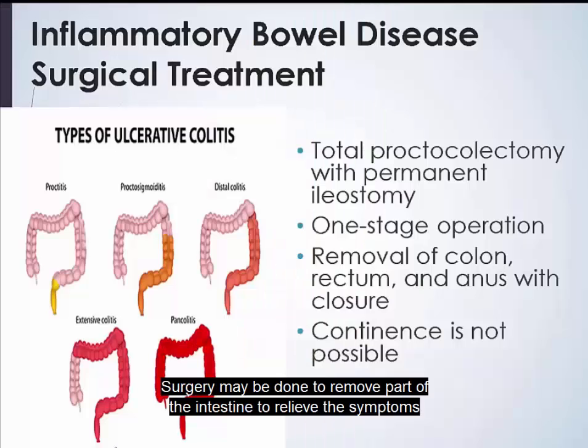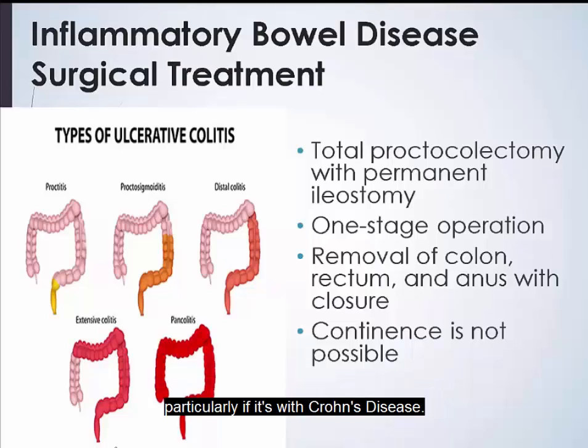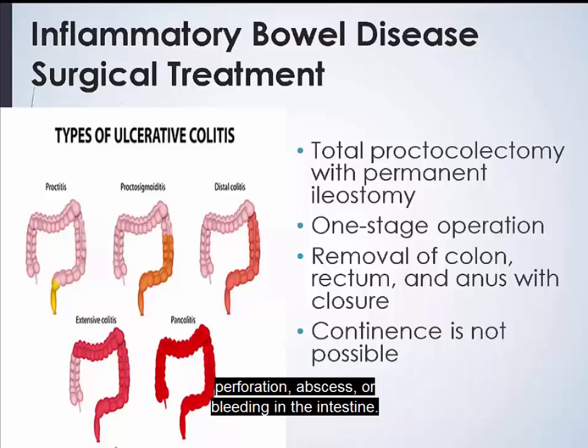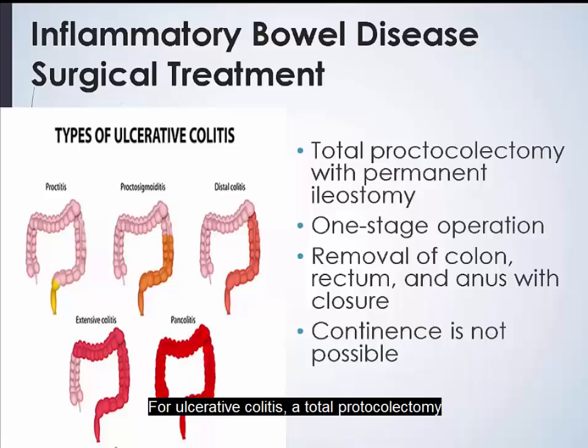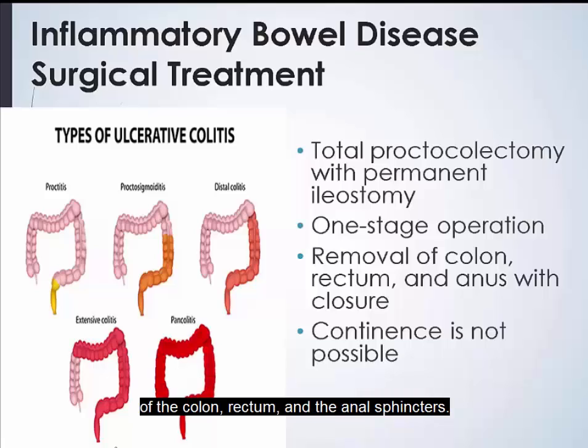Surgery may be done to remove part of the intestine to relieve the symptoms, and inflammation tends to return to the area next to the intestine that's been removed, particularly if it's with Crohn's. Surgery may also be done to correct complications such as intestinal blockage, perforation, abscess, or bleeding in the intestine. For ulcerative colitis, a total proctocolectomy with a permanent ileostomy would involve complete removal of the colon, rectum, and the anal sphincters.